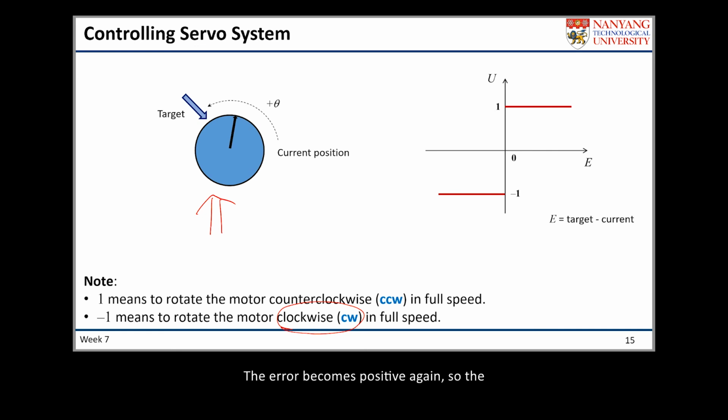The error is becoming positive again. So the controller will rotate the motor in the counterclockwise direction again at full speed. So again, it will miss again. And then that will happen repetitively. It will happen all the time. So instead of reaching the target, your motor now will oscillate within this target. It will never stop. It will never reach the target, but it will move back and forth like that.